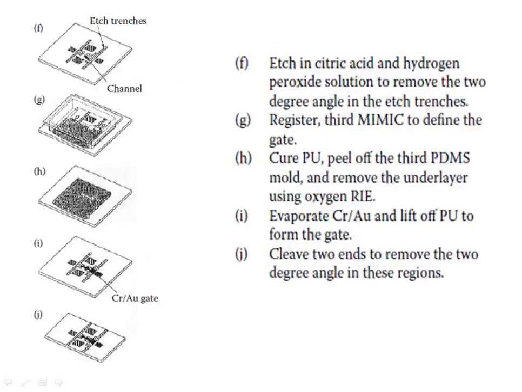F. Etch in citric acid and hydrogen peroxide solution to remove the 2-degree angle in the etch trenches. G. Register, third micro-mold to define the gate. H. Cure PU, peel off the third PDMS mold, and remove the underlayer using oxygen RIE. I. Evaporate Cr/Au and lift off PU to form the gate. J. Cleave two ends to remove the 2-degree angle in these regions.